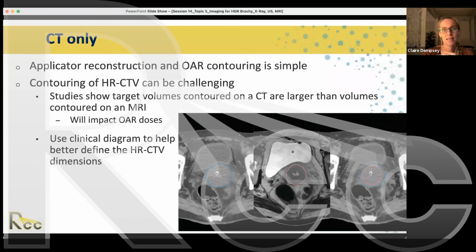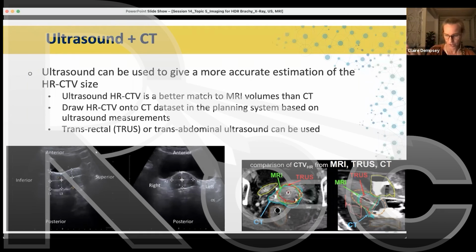In that case, having something like the clinical diagram that we've talked about can also be really helpful to better define the dimensions of the high-risk CTV. So in that case, you might have the width from your clinical diagram, and you can compare that to the contours that you've drawn on your CT data set, just to make sure you haven't gone wildly off with your contours. So another option is having ultrasound.